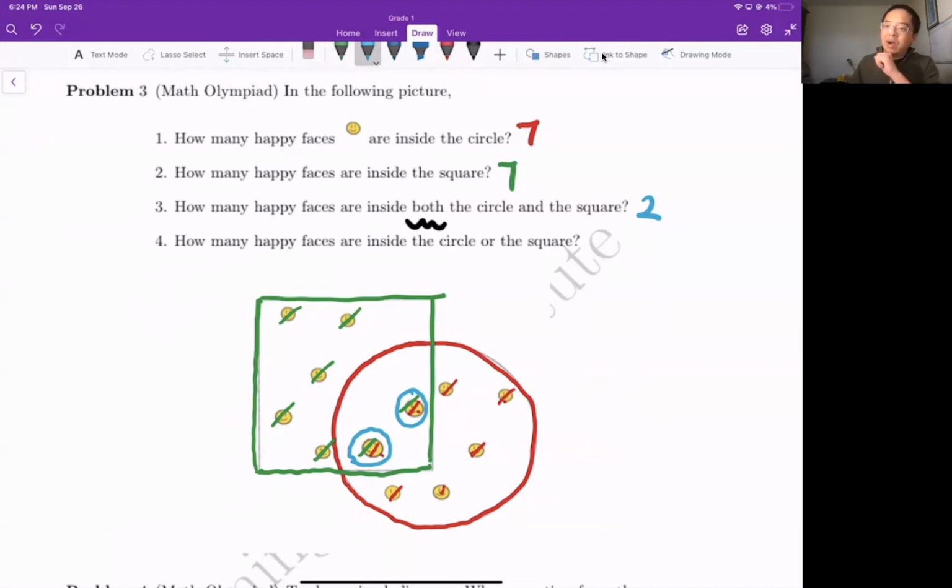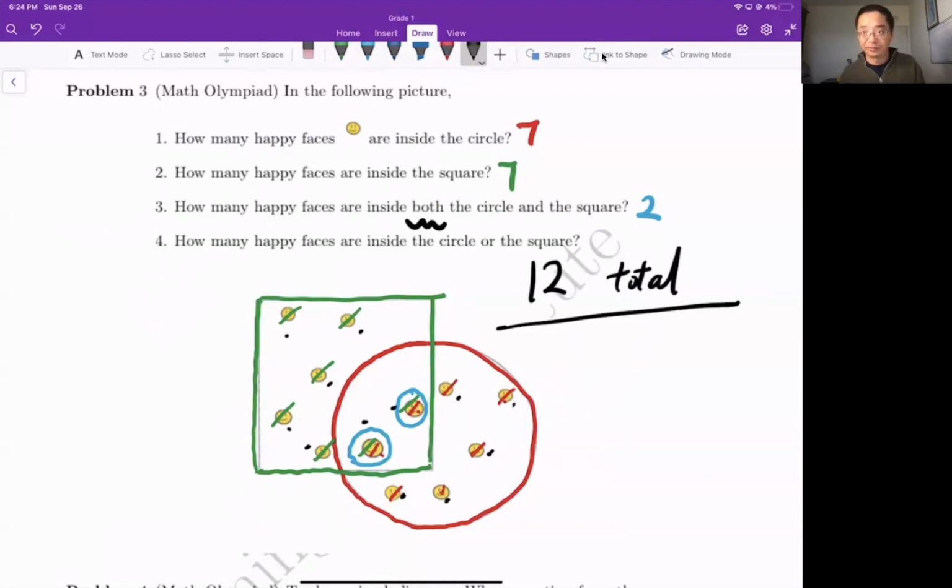Now the last question, how many faces are inside the circle or the square? Some of you might have a problem understanding this sentence. It just means we collect all of them. Could it be in the circle, in the square, or both, whatever. We just collect all of them. That means all, okay? So if we collect all of them, you just get 1, 2, 3, 4, 5, 6, 7, 8, 9, 10, 11, 12. So the total is 12.